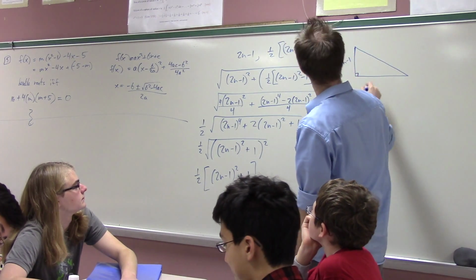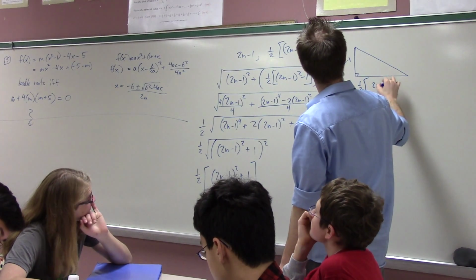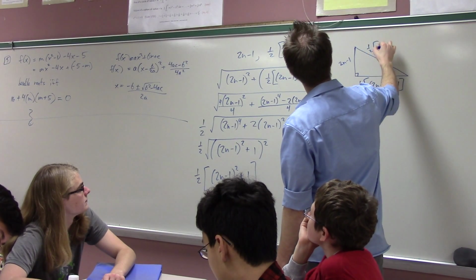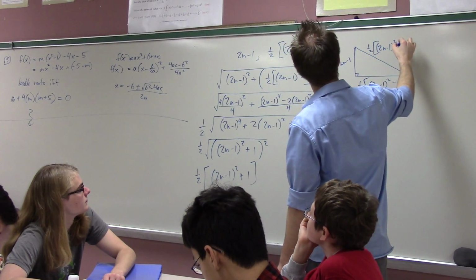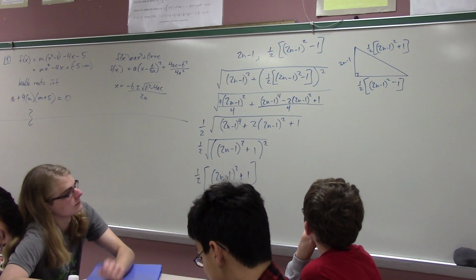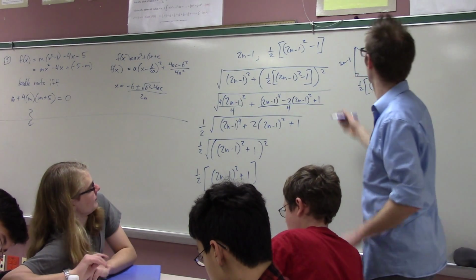So I have just proved that for any integer n, the following is a right triangle: 2n minus 1, 1/2 of 2n minus 1 squared minus 1, and 1/2 of 2n minus 1 squared plus 1. In other words, I can make a Pythagorean triple out of any odd number whatsoever.